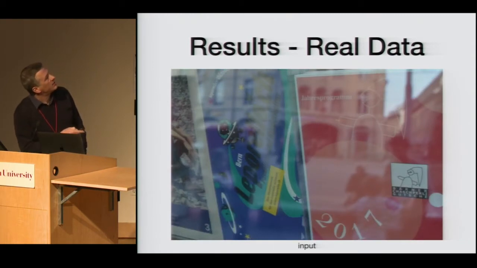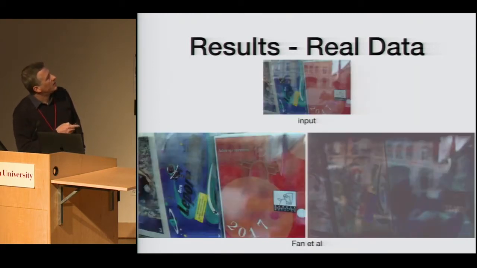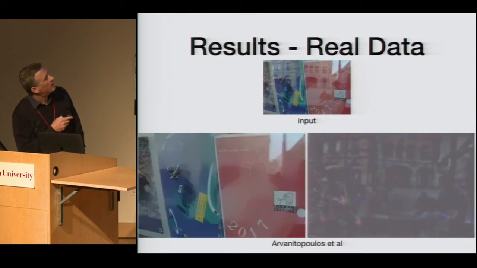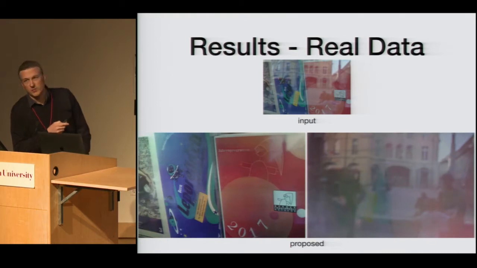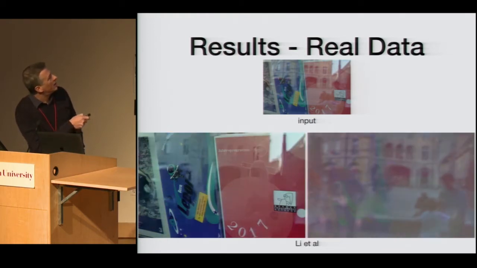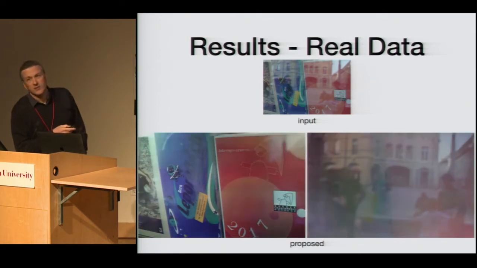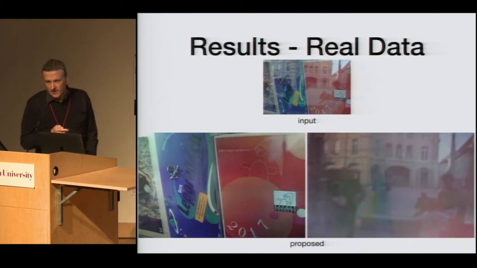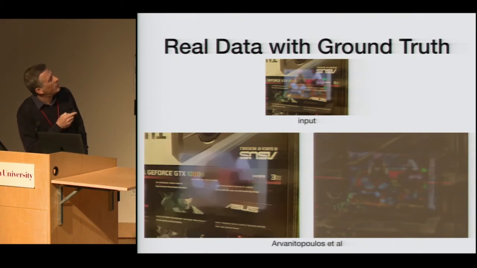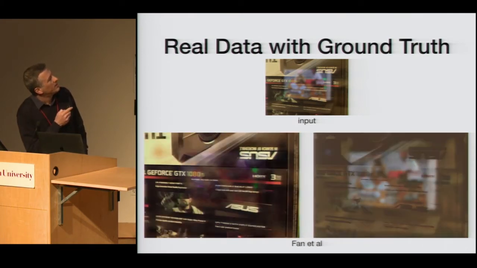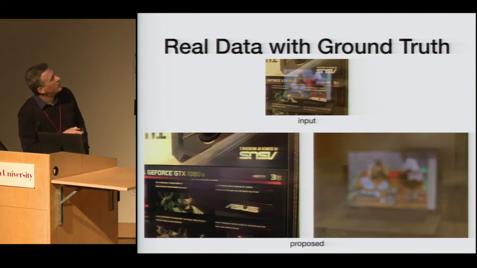And one last set of real data. So again, Fan et al., Arvanitopoulos et al., Lee et al., and the proposed method. And as you can see, here there is much more content left on the background image, and we can separate that reasonably well. Okay, there's one very last one with ground truth, but maybe I can show that more quickly. And then you can see that we can separate that. In this case, we also had the ground truth.